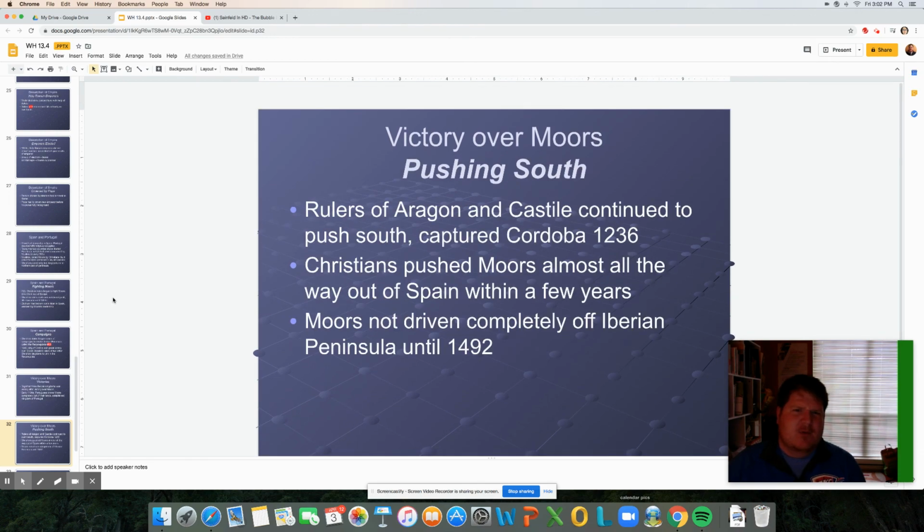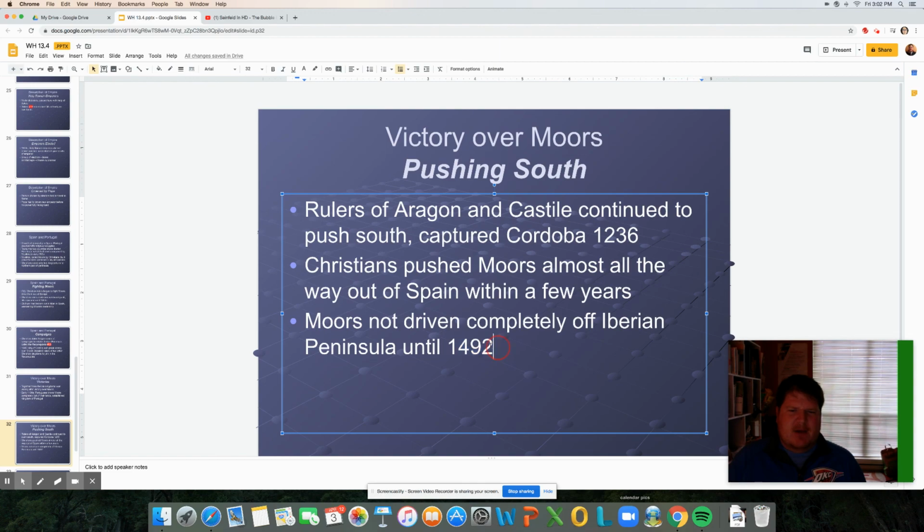Then, pushing south, the rulers of Aragon and Castile continued and captured Cordoba in 1236. Christians pushed the Moors almost out of Spain within a few years of 1236. And eventually by 1492, the Moors were driven out completely of the Iberian Peninsula. This date, 1492, is important, and we're going to talk more about it in chapter 16, I believe, about the Age of Exploration, because in 1492, Columbus sailed the ocean blue.